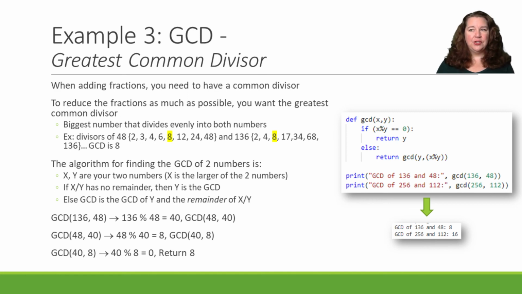136, the divisors are 2, 4, 8, 17, 34, 68, and 136. So you go through and you figure out what all the divisors are. But if you remember back to why people hated fractions, how do I know which numbers I'm supposed to pick? So I can pick 2 and 3 and 4.